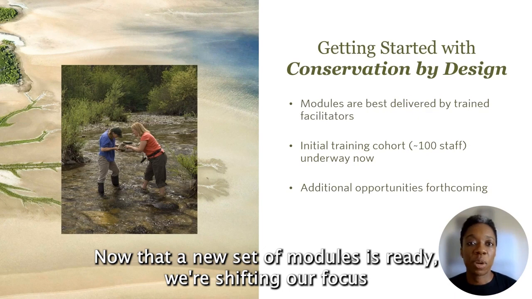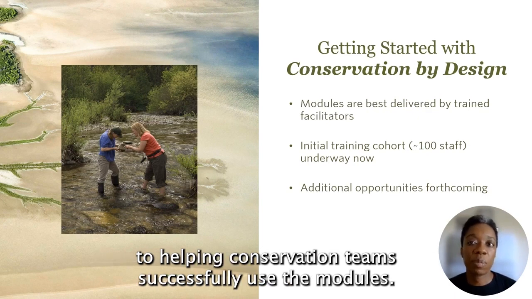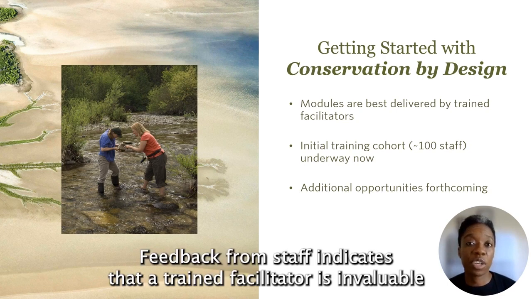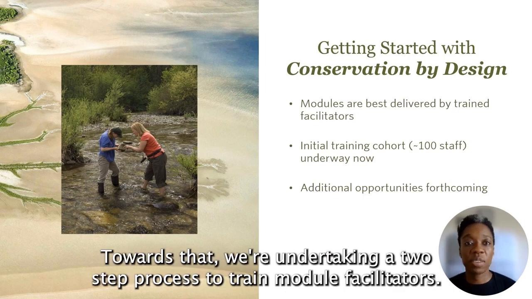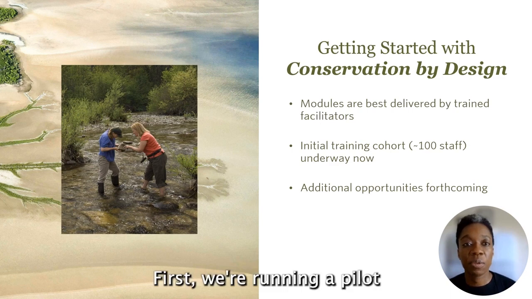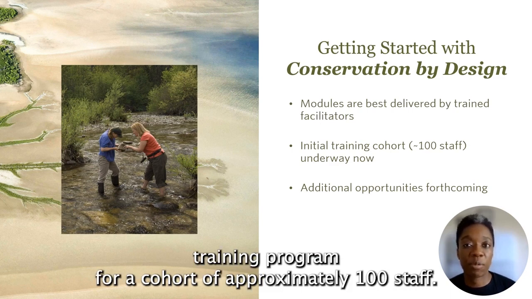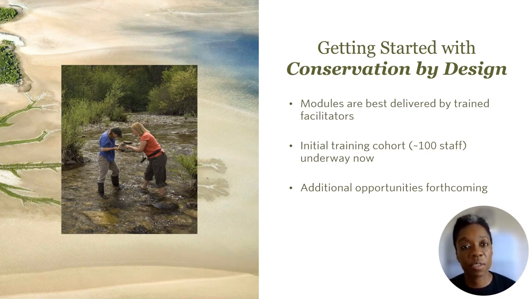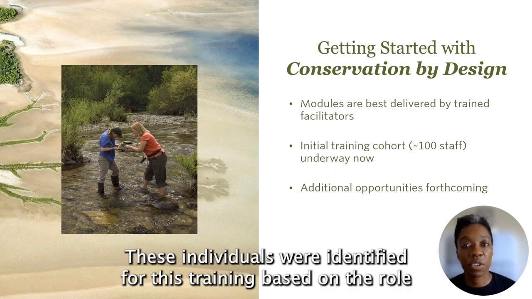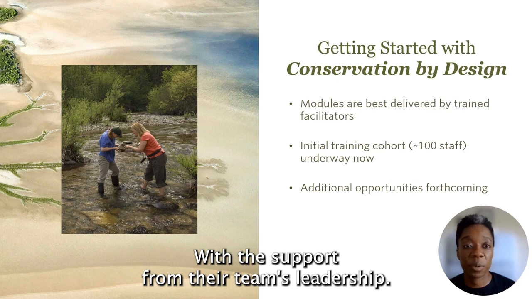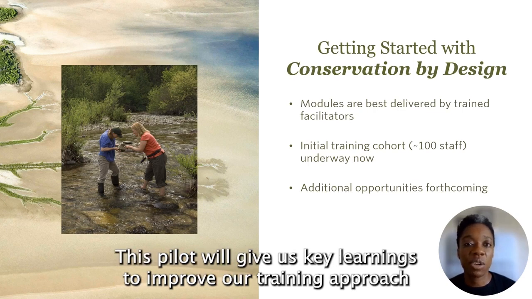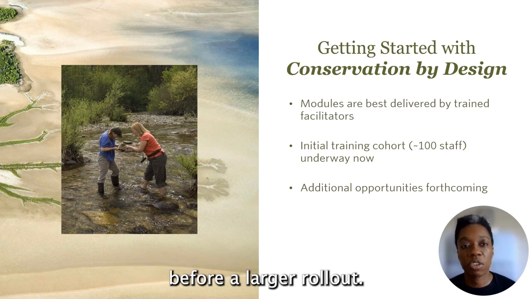Now that a new set of modules is ready, we're shifting our focus to helping conservation teams successfully use the modules. Feedback from staff indicates that a trained facilitator is invaluable for using the modules effectively and efficiently. Towards that, we're undertaking a 2-step process to train module facilitators. First, we're running a pilot training program for a cohort of approximately 100 staff. These individuals were identified for this training based on the role they serve on their team, with the support from their team's leadership. This pilot will give us key learnings to improve our training approach before a larger rollout.